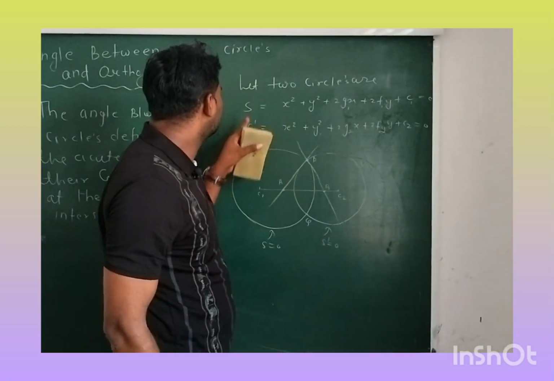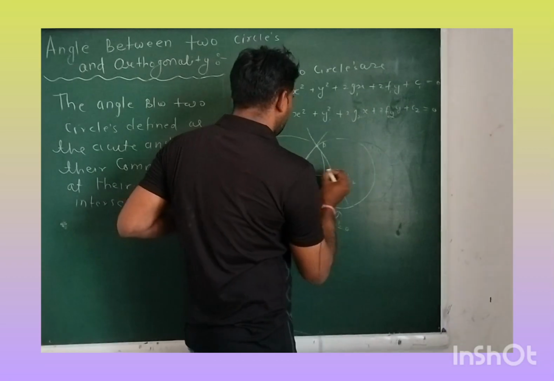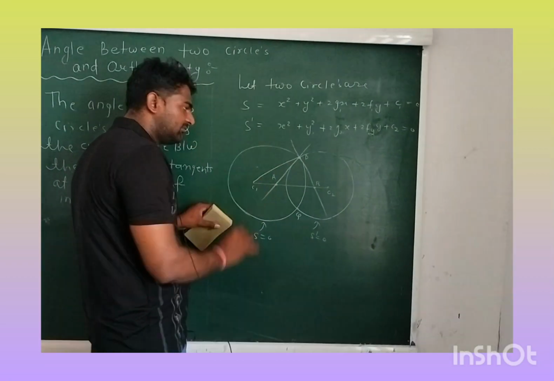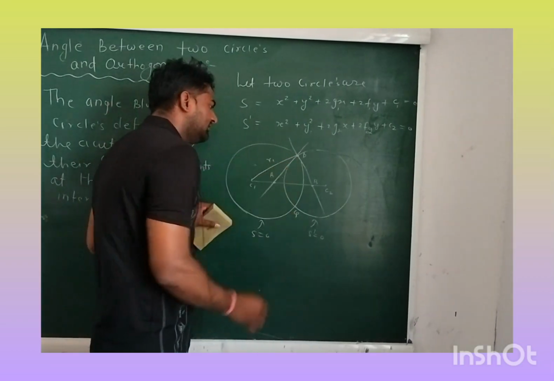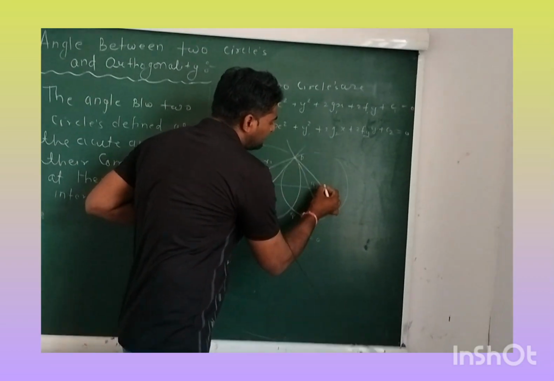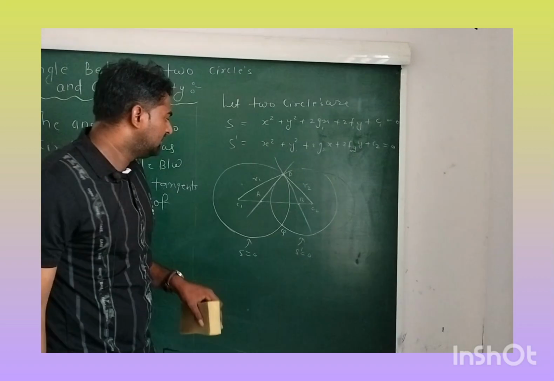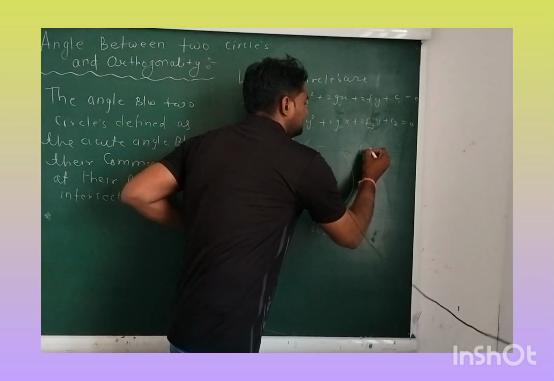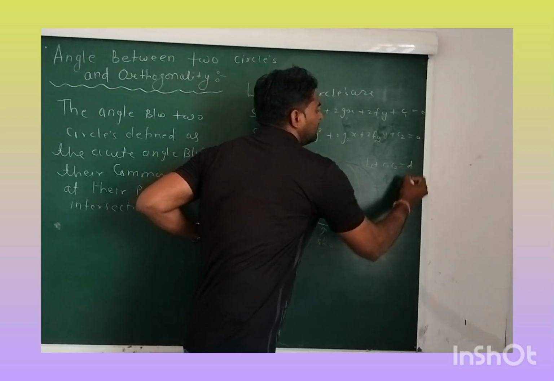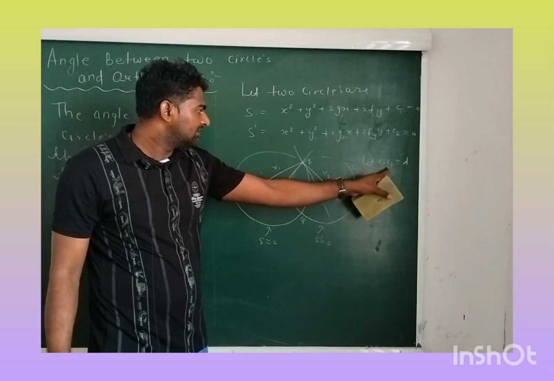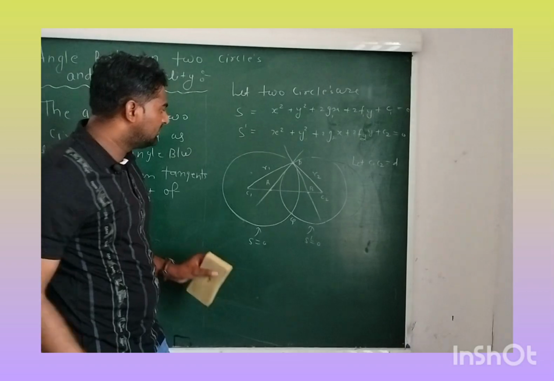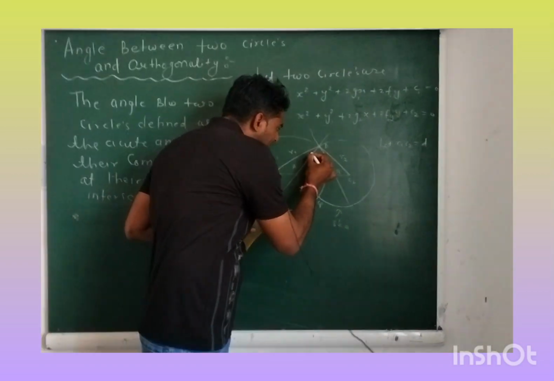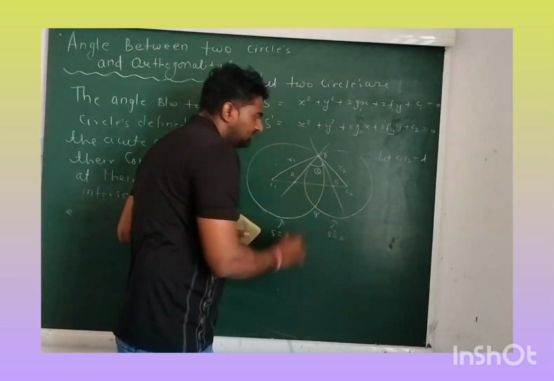Now if we write here the radius of the first circle, we assume this is the radius of the first circle R1. Now this is the radius of the second circle, that is R2. We assume here the distance between centers C1 C2. Let C1 C2 be equal to D. So C1 C2 is the distance between these two centers. Now what do we want? We want the angle between their common tangents. So we want this theta. Suppose this angle is theta.